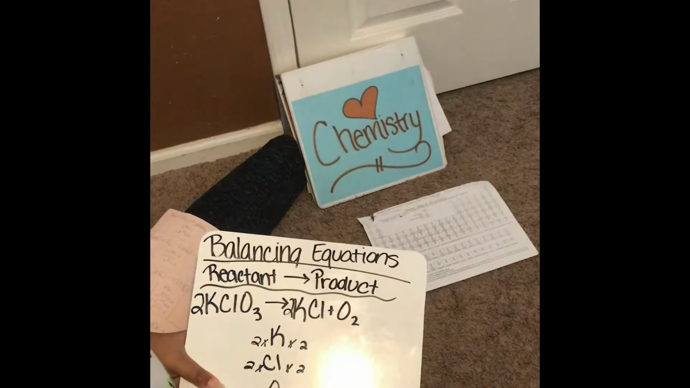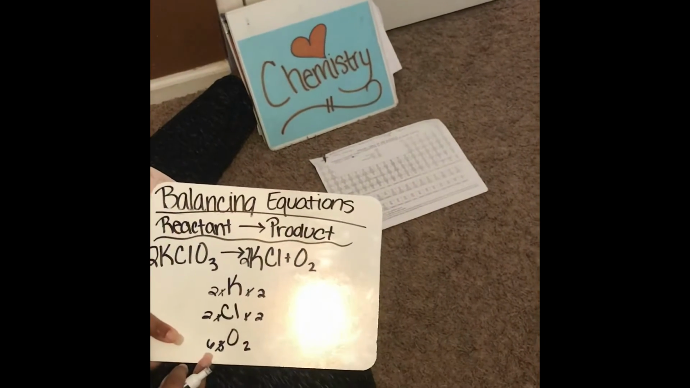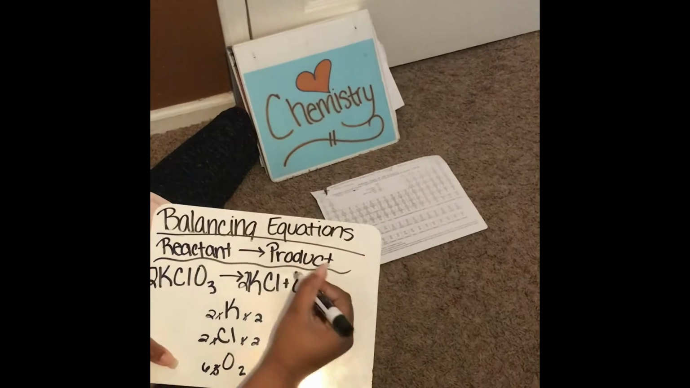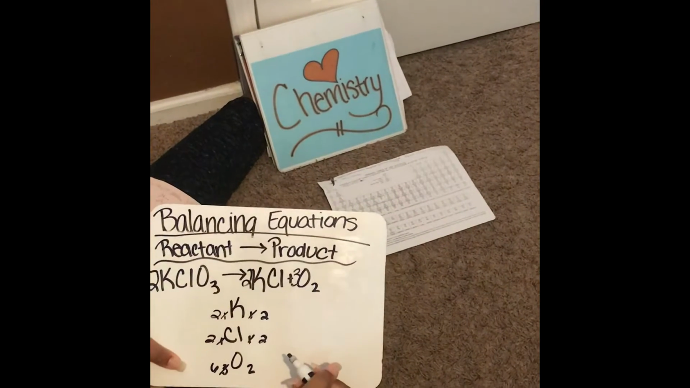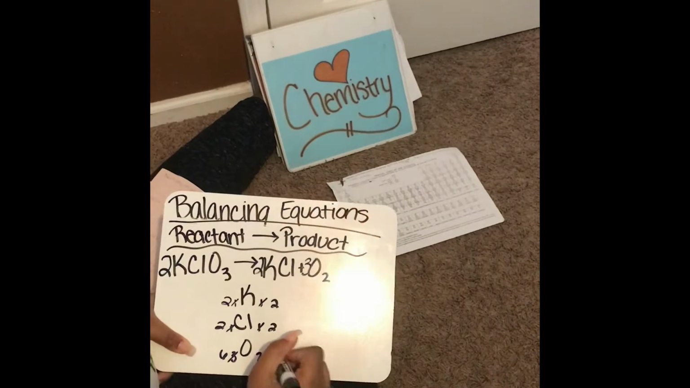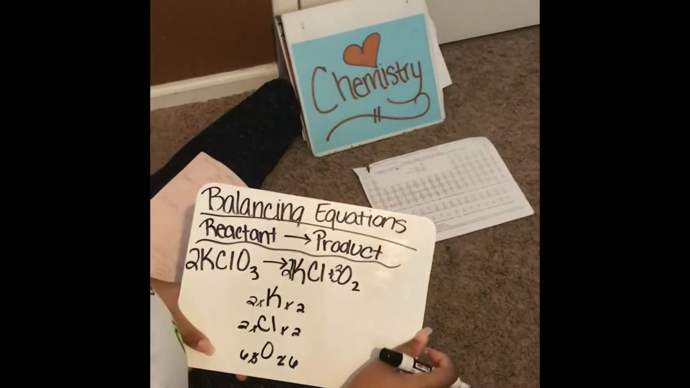Now what do I have to do to my oxygen to get it to balance out to the 6? So you do 6 divided by 2 and that gets you your 3. So you put a 3 as your coefficient. Now you multiply 3 times 2, which is 6. So now your equation is balanced out.